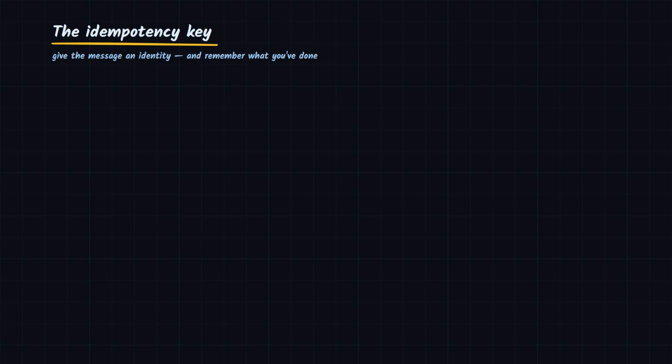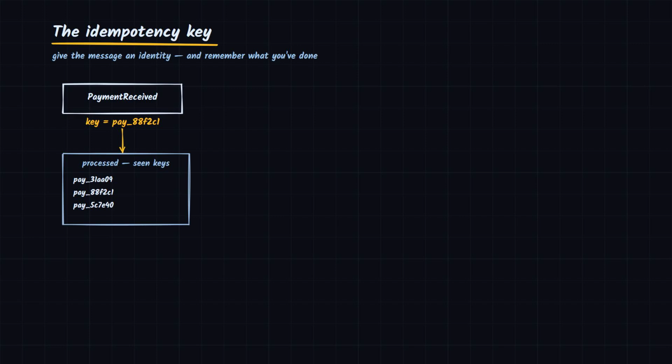The fix is to give every message an identity and to remember what you have already done, an idempotency key, a stable identifier that is the same on the duplicate as it was on the original. Before doing the work, check whether you have seen that key. If yes, do nothing and acknowledge. If no, do the work and record the key in the same transaction as the work, because if those two are separate, you have just recreated the dual write problem you solved last episode.